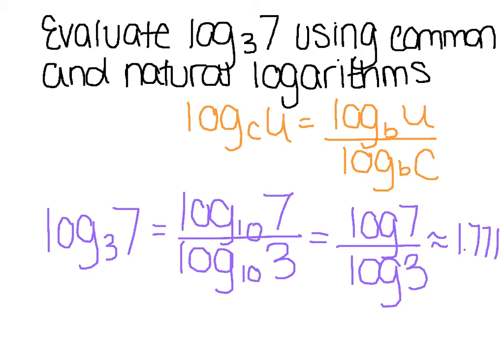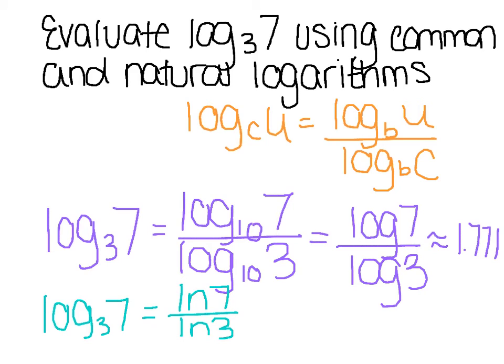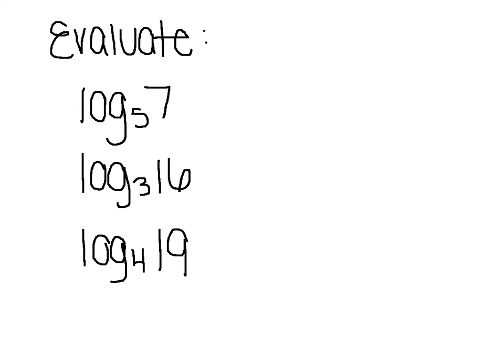Additionally, we can do the same using natural logarithms. Log base 3 of 7 is going to be the same thing as ln of 7 divided by ln of 3. Using the previous slide where we said since the bases are going to match, we can use our common and natural logarithms. This is going to be about 1.771 using your calculator. As you can see, they're equivalent. They should be. They're both representing log base 3 of 7.